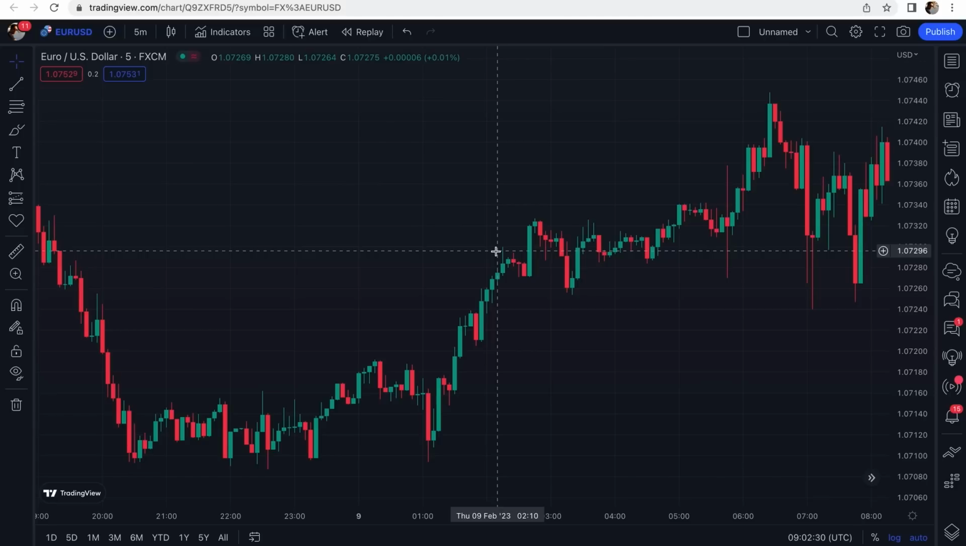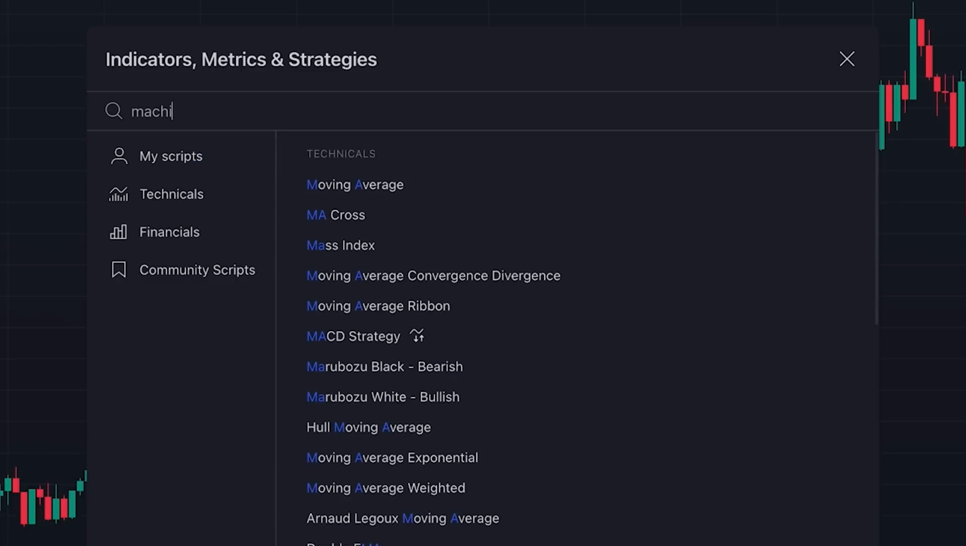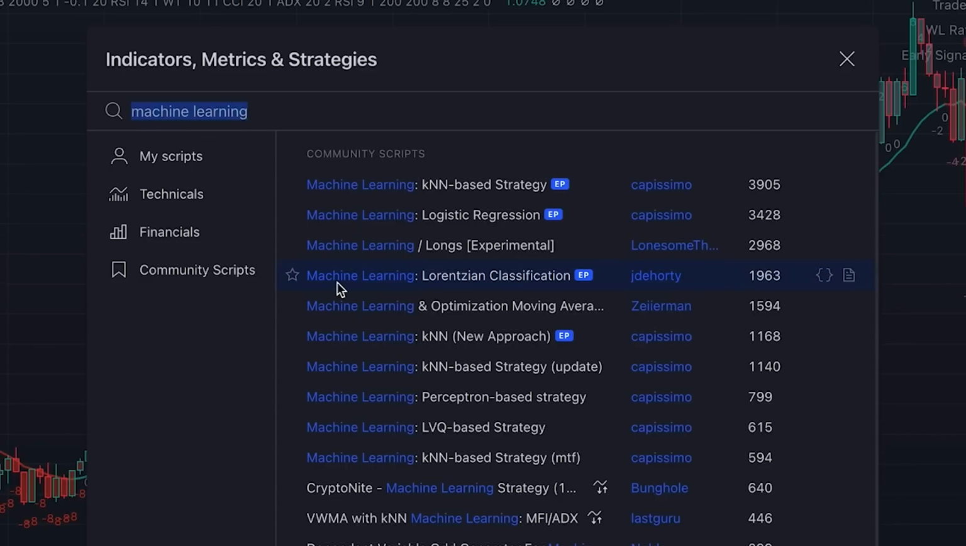In this strategy, we have 3 powerful indicators that we must add to our chart. For adding them, here we click on indicators and we simply search the name. The first one that we should add is an indicator based on machine learning algorithm. We add this one, machine learning Lorentzian classification, which is an editor's picks indicator, and it's written by someone named J.D. Horty, if I'm pronouncing his name correctly.